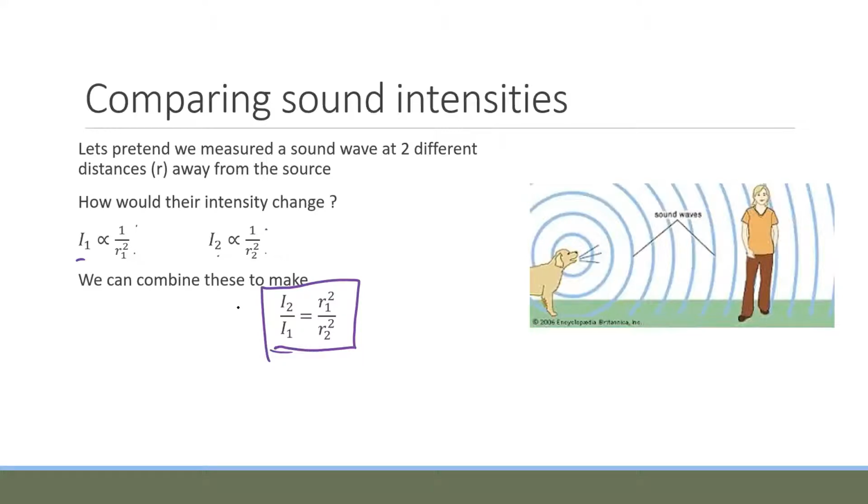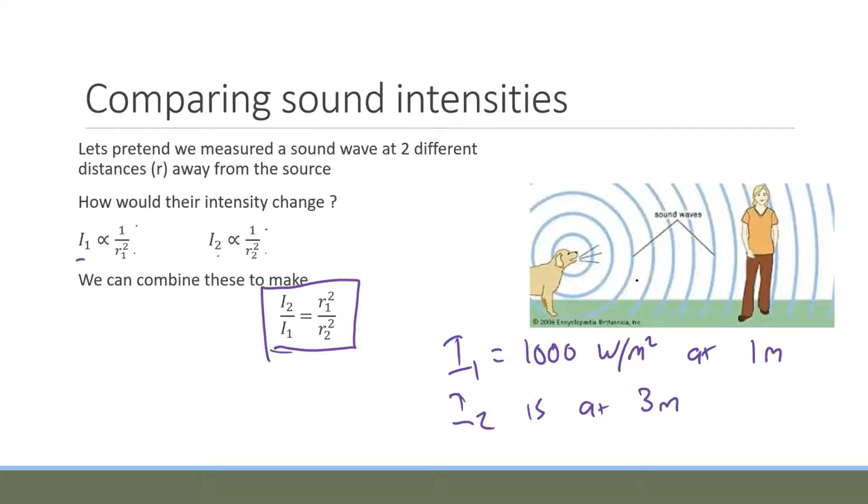I have got an example coming up, but just a quick and easy one. Let's say I1 equals 1,000 watts per meter squared, and that's at 1 meter. Let's just say I2 is at 3 meters. We're going to have I2 over I1, which is 1,000, equals R1, which is 1 meter squared, over 3 squared. So that means I2 equals 1 over 3 squared, which is 1/9 of 1,000. So therefore, I2 is roughly about 100.